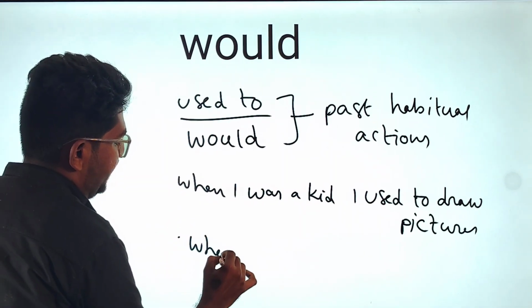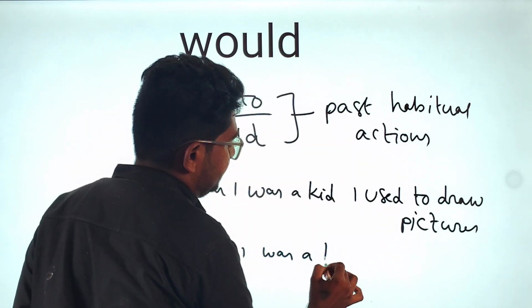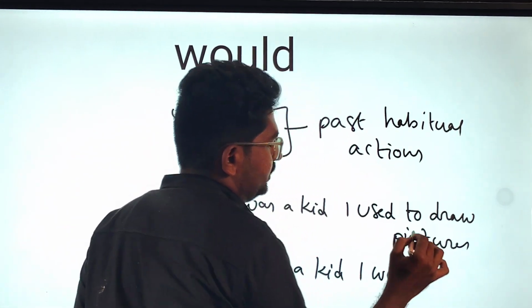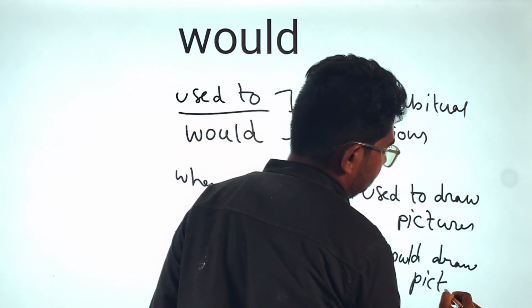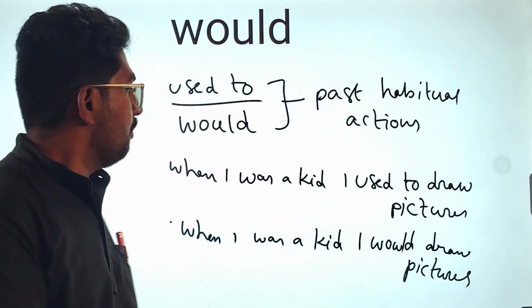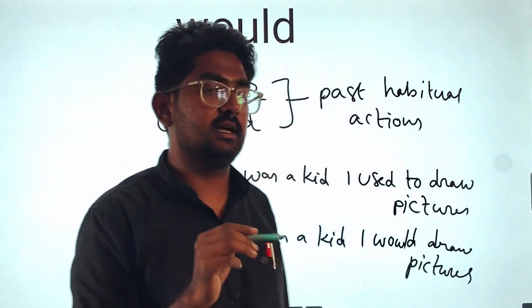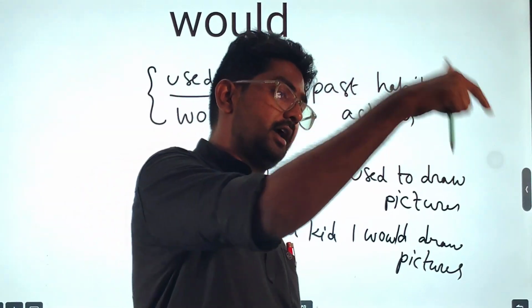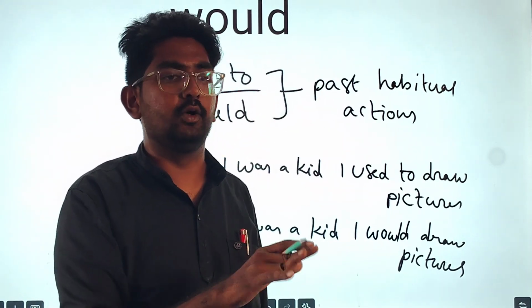When I was a kid, I would draw pictures. Understand the differentiation? Both these two give the same meaning. They both indicate a person's habitual actions. That means a person's past actions. Once upon a time, they had those actions, but right now they don't have.